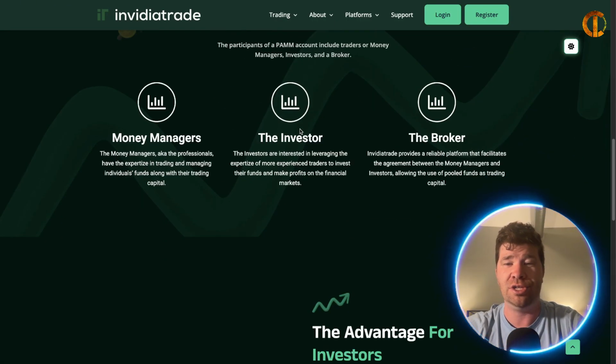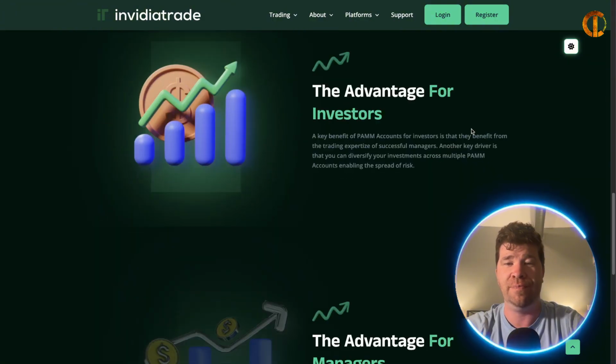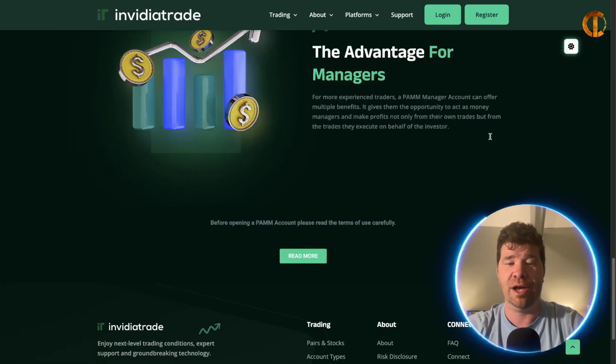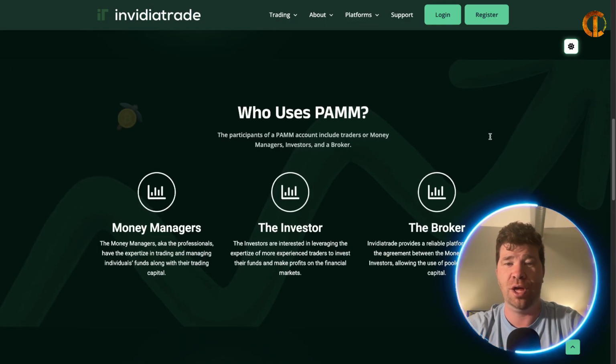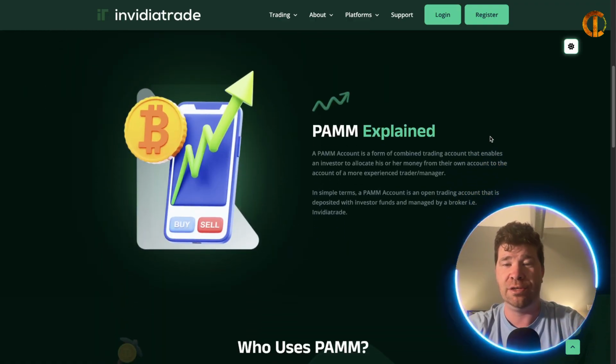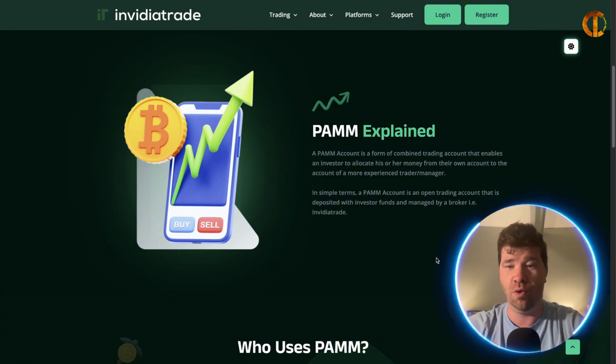We've got money managers, the investor, and then we have the broker. Advantages for investors, advantages for managers. This is actually pretty cool. I like how they provide all of this information. Basically, this is a form of combined trading account that enables an investor to allocate his or her money from their own account to the account of a more experienced trader, or manager. Which is actually pretty cool.